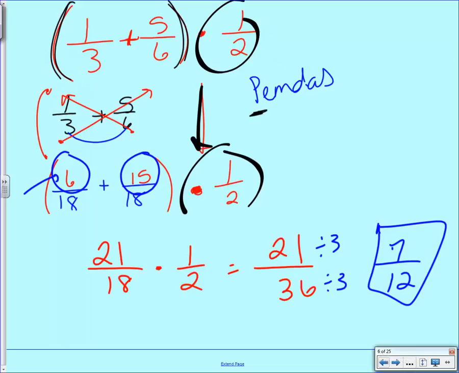All right, let's try another one. Let's do 2/5 divided by 3/10. And then let's multiply it by 1/2. Did I just do this problem? No.